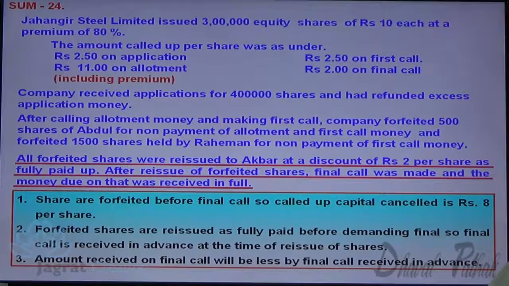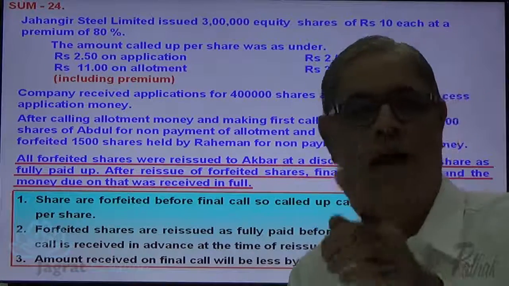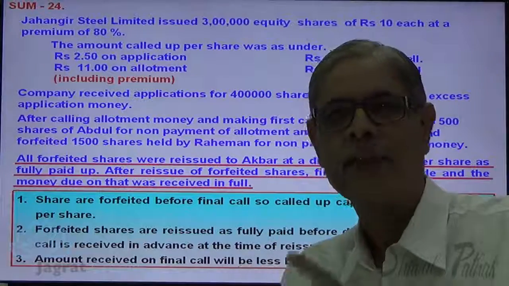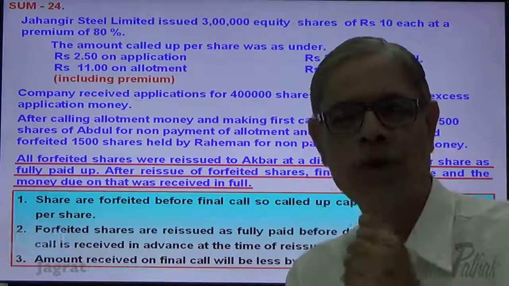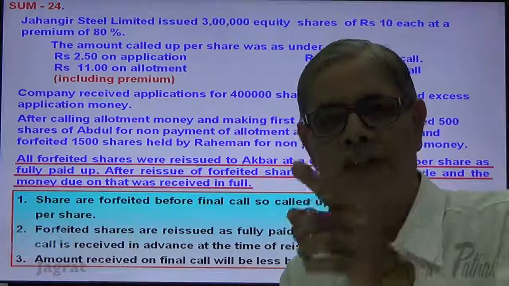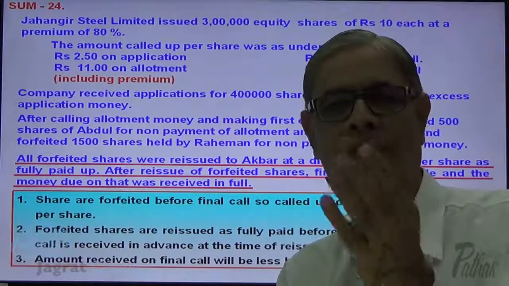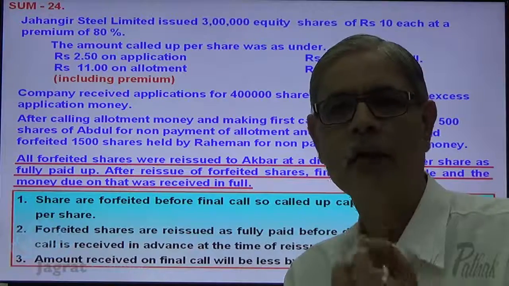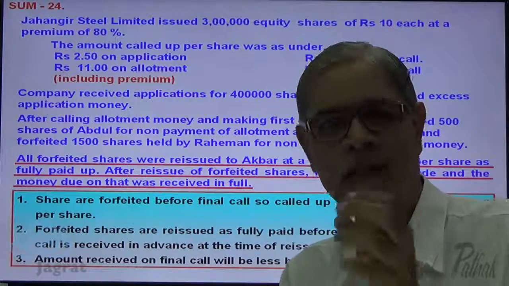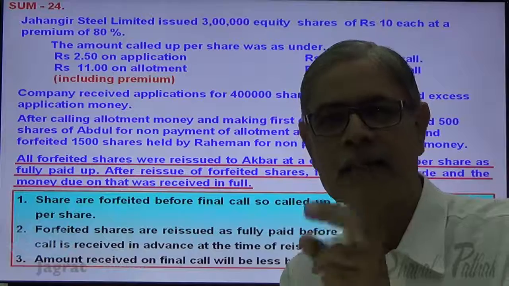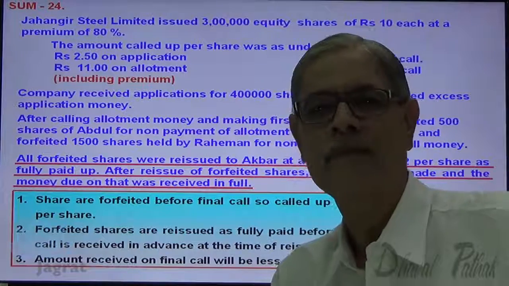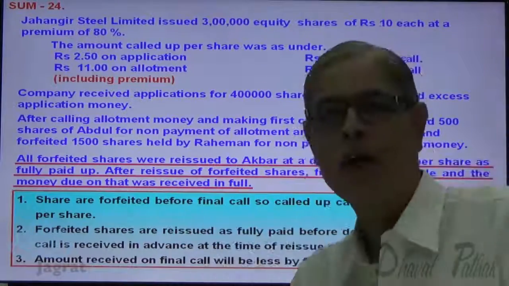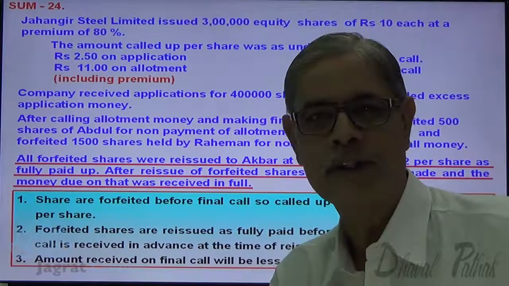The amount received on final call will be less by final call received in advance. So final call has been received in advance on reissue of forfeited shares. So when we shall demand the final call, we will not receive that amount once again. So the amount that is going to be received with final call is somewhat less by the amount that has been received in advance. So these are the three important points with reference to this sum.